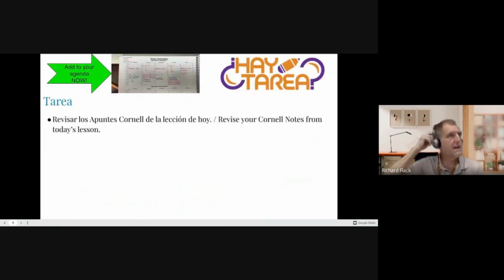Okay, your tarea is to review your Cornell notes for today's lesson and to keep practicing identifying your nouns, verbs, adjectives, and adverbs. Nouns, verbs, adjectives, and adverbs are the same in all languages, right? So there's no difference. You just have to learn your words. Okay, that's it. Go back to your lesson instructions and follow up on any remaining items.